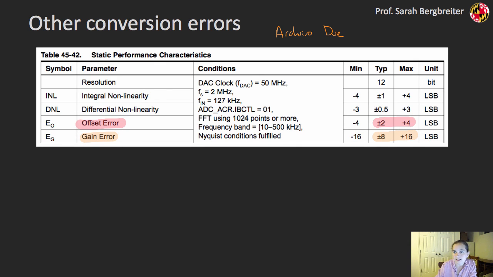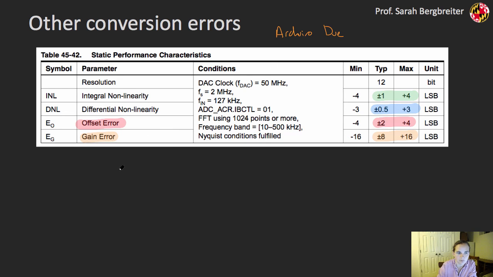And then finally, I have some of my nonlinearity errors. So I have my INL here, which is typically much smaller: plus or minus 1 LSB, max 4 LSB, and the DNL is plus or minus 0.5 LSB, maximum plus or minus 3 LSB.